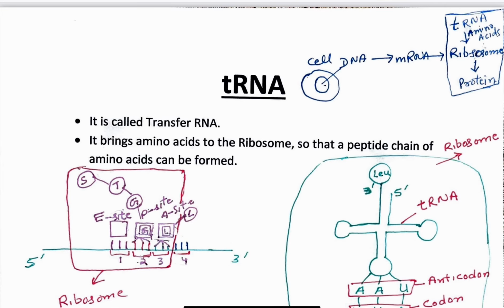Hello everyone, today we're going to talk about tRNA. tRNA is called transfer RNA. It brings amino acid to ribosomes so that a peptide chain can be formed.